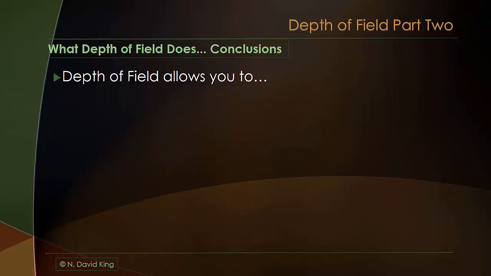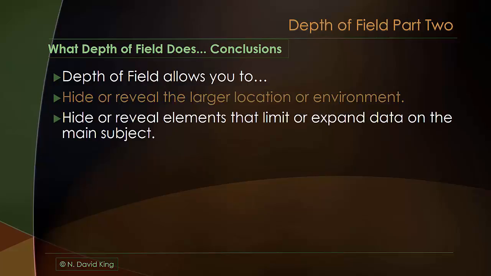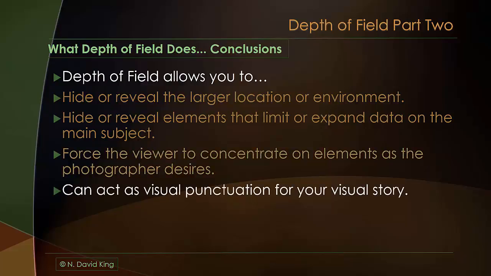So what does depth of field allow you to do? Well, it allows you to hide or reveal the larger location or environment that you're working in. It allows you to hide or reveal elements that limit or expand the data on your main subject. So you can either make it a little more mysterious or a little more known to the viewer. It forces the viewer to concentrate on those elements that you, the photographer, want them to concentrate on. And it can act as visual punctuation for your visual story.